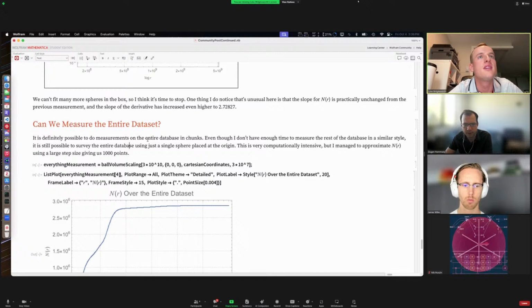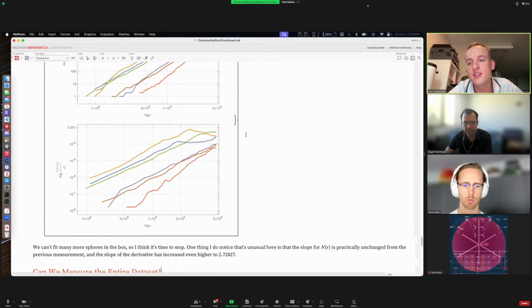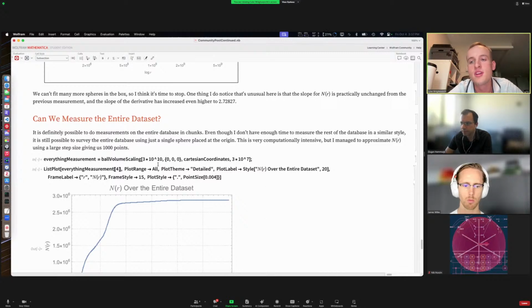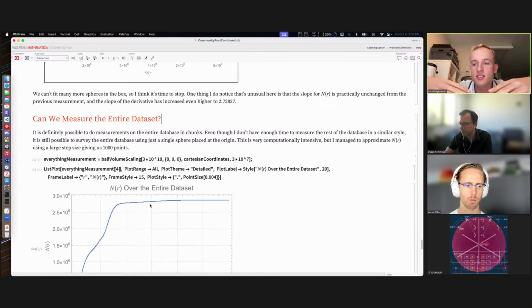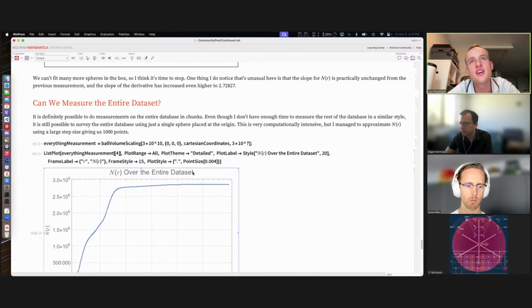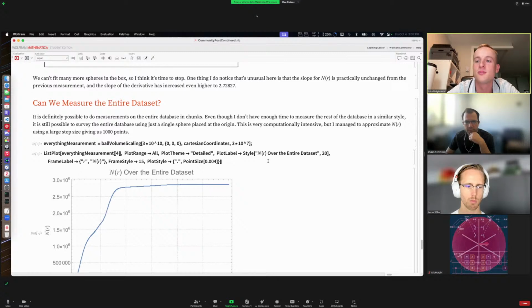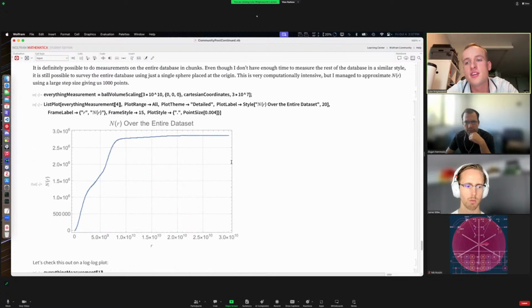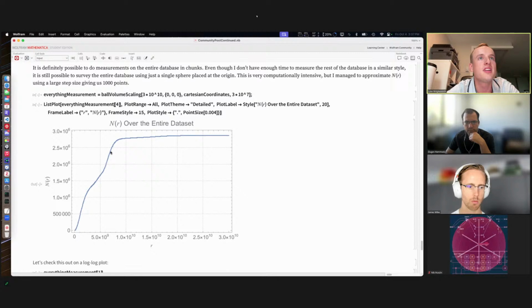And then this was basically the goal of the project here, and then I had a bit of extra time, so I decided to just place a single sphere at the origin and grow it over the entire data set and see what would happen. Obviously, this is not a very good measurement just from our tests with the single sphere earlier. There's a lot of variation. So this was just for fun basically. But this is what it looks like.